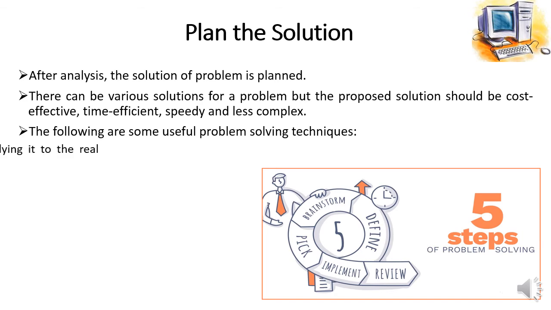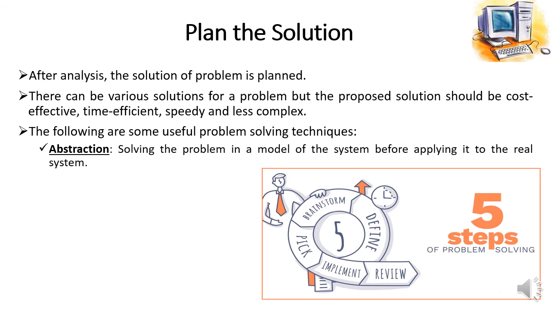First one, abstraction. Abstraction is actually making a model of any solution of the problem. Solving the problem in a model of the system before applying it to the real system. So that is actually a prototype, or you can say a model, and in short we call it abstraction.